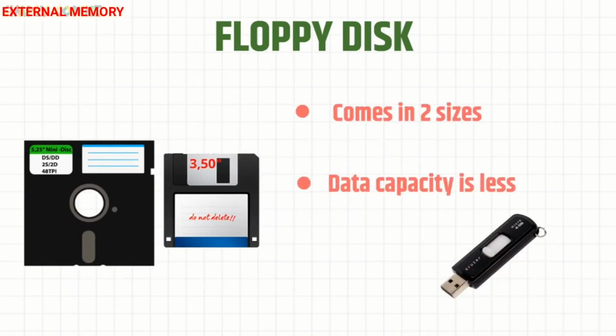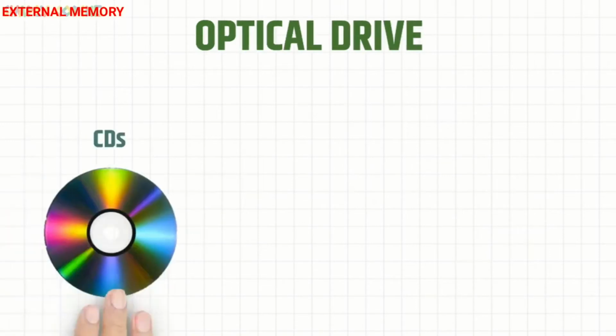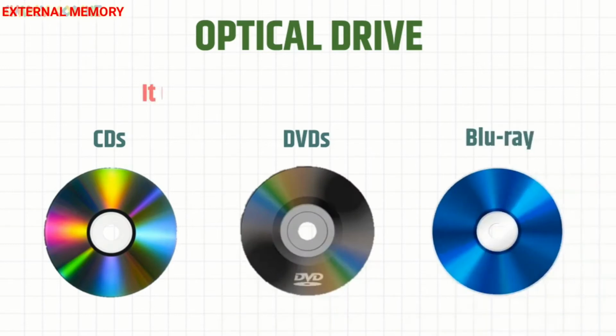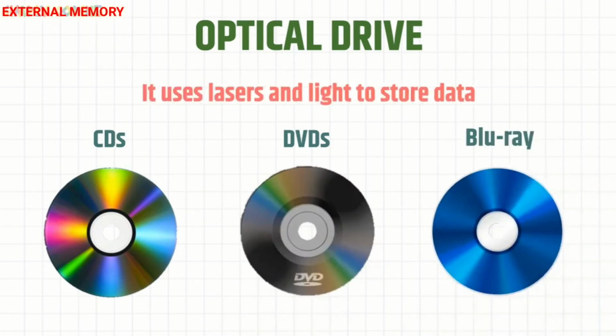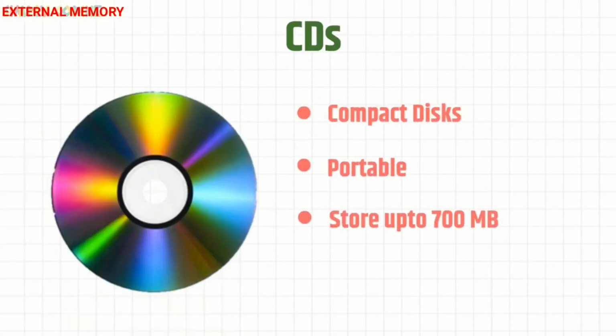Now, optical storage devices, which include CDs, DVDs, and Blu-ray discs. They use laser and light to store data. CD stands for compact disc. They are portable. They can store up to 700 MB of data.